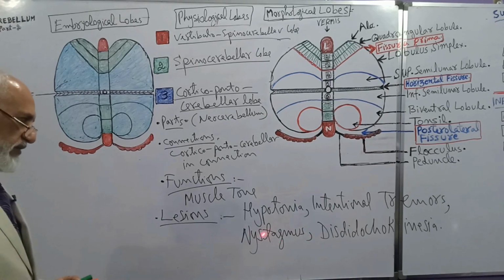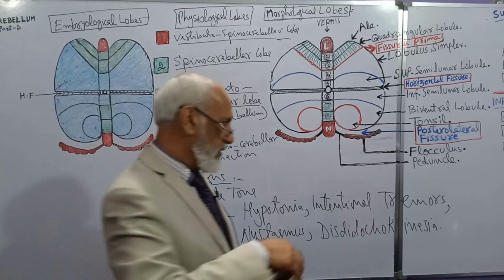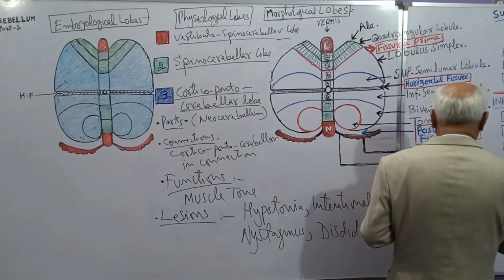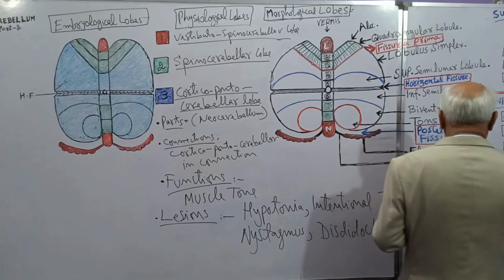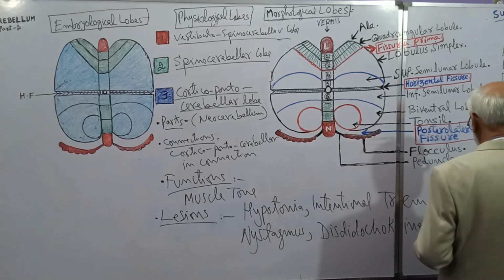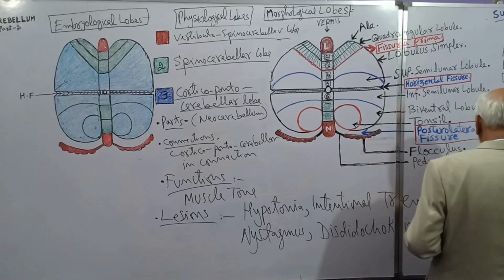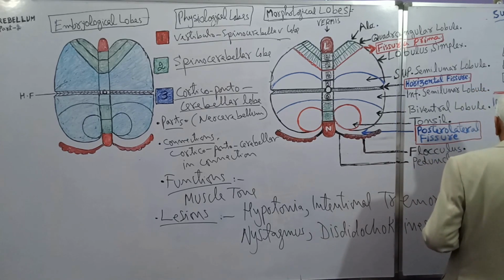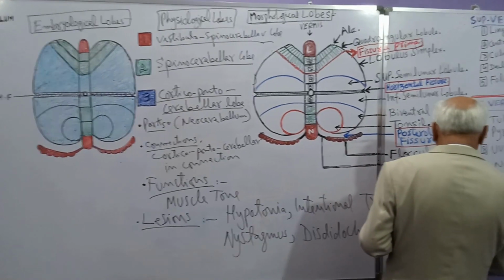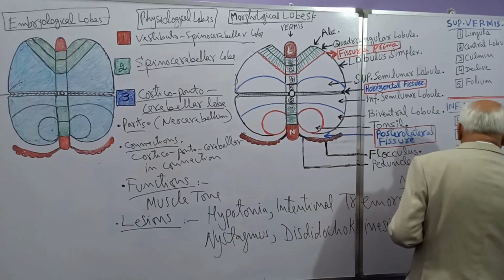Then nystagmus, failure to fix eyes at one point. What is meant by nystagmus? Failure to fix eyes at one point.